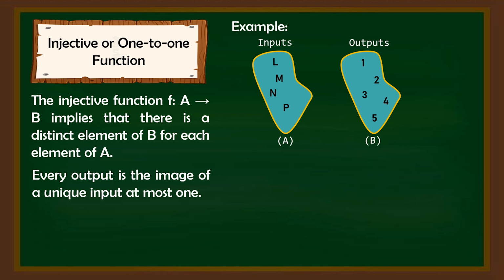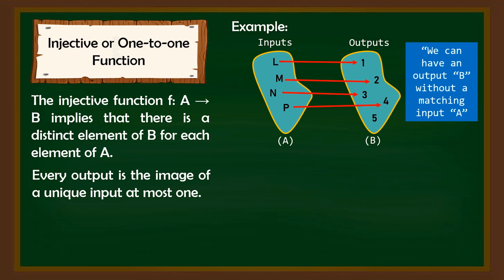Consider our example, L, M, N, and P as elements of the input, 1, 2, 3, 4, and 5 as elements of the output, where L is associated to 1, M to 2, N to 3, and P to 4. Observe that each element of the input has a distinct element of an output. The input doesn't share any element in the output. Even if the element of the output 5 is not being associated to any input, it is still an injective function because all other elements have their own pair. Remember, we can have an output B without a matching input A.